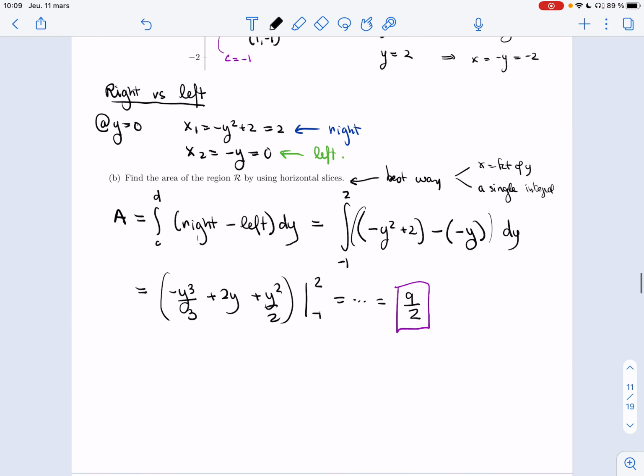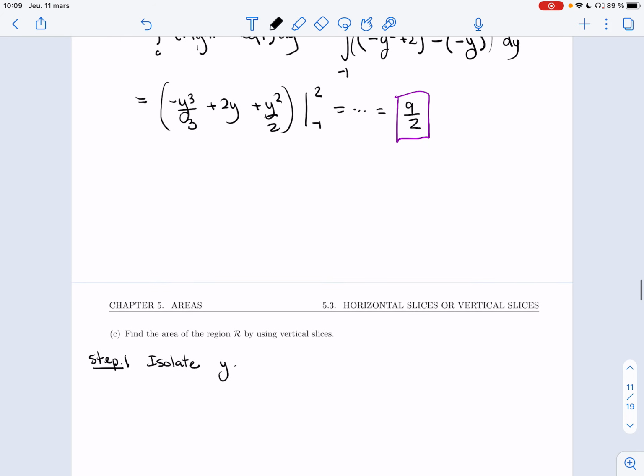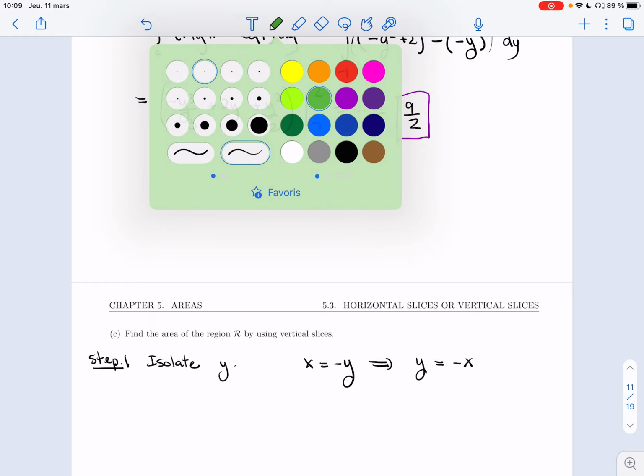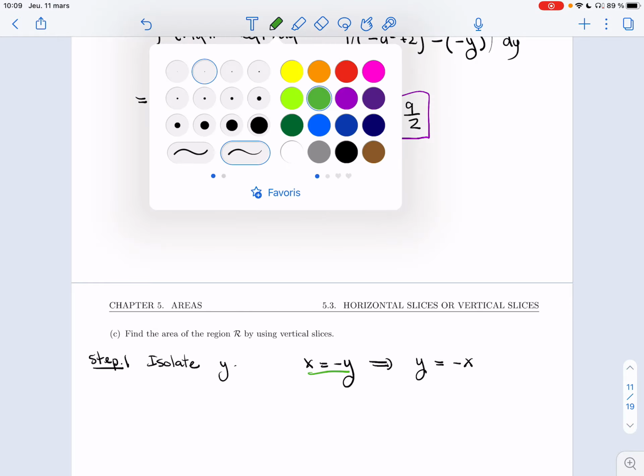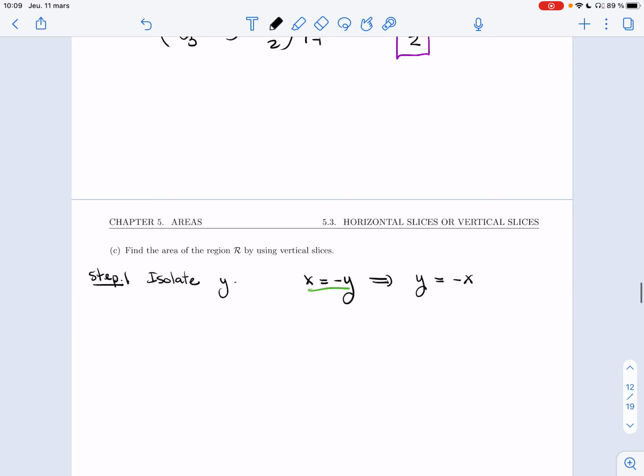So if I have, let's start with x equals minus y, I'm going to need to write this as y equals, well, I'll just send the minus to the other side, minus x. So that one wasn't so bad. So that's for the green. But now the blue one is going to be a bit of a challenge.